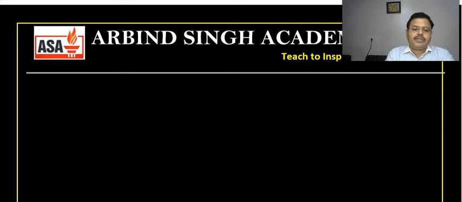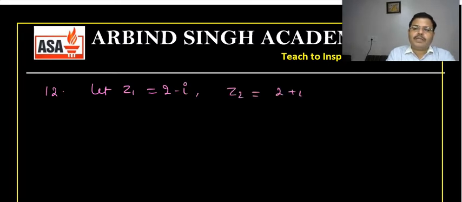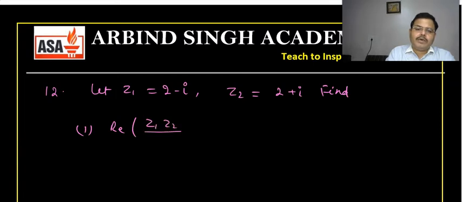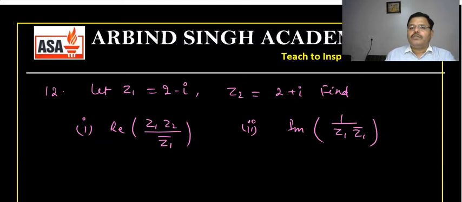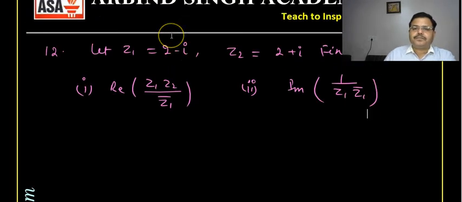Now there is another question that I am going to take on, 12. It is given that z1 = 2 − i and z2 = 2 + i. Then find, first part, the real part of z1z2 / z1 conjugate. And the second part of the question, there were two parts, is the imaginary part of 1 / (z1 times z1 conjugate). So let us discuss this question. What is this and how to deal with it?